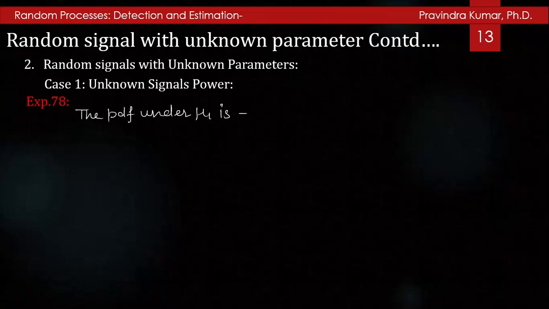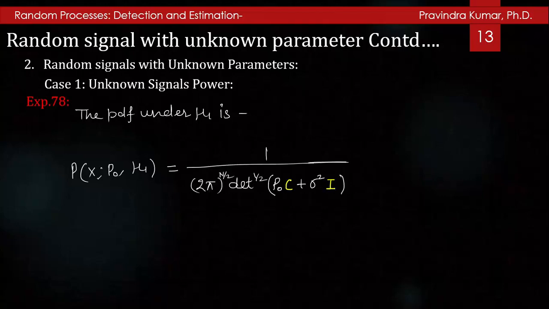So the PDF under hypothesis H1 is p of x given P0, H1. It will be 1 by 2 pi to the power N by 2 times the determinant to the power 1 by 2 of the matrix P0 C plus sigma square I, into e to the power minus 1 by 2 x transpose, P0 C plus sigma square I inverse, into x.